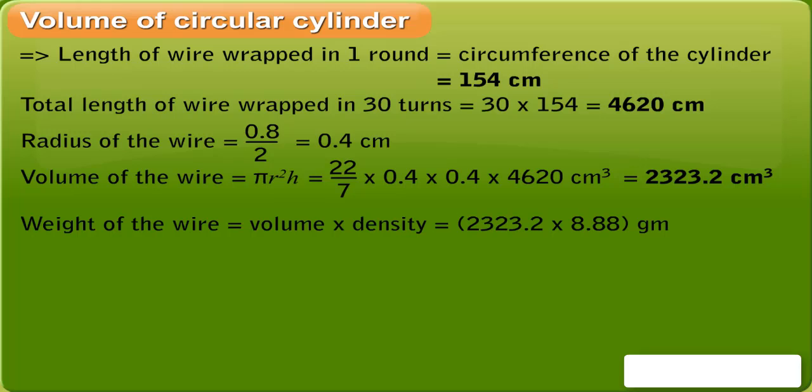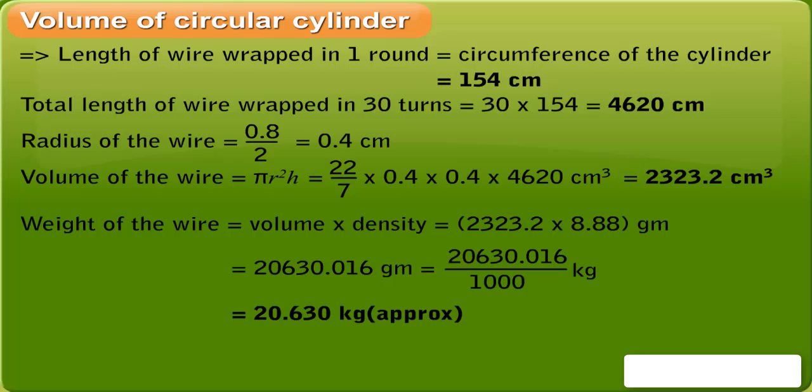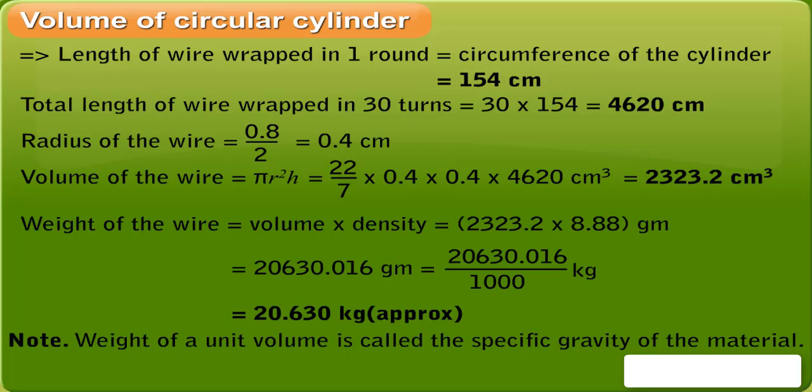Therefore, weight of the wire is equal to volume into density is equal to 2323.2 into 8.88 grams, which when calculated comes out as 20,630.016 grams is equal to 20,630.016 divided by 1000 kg, which is equal to 20.630 kg approximately. Important point to note here is weight of unit volume is called the specific gravity of the material.